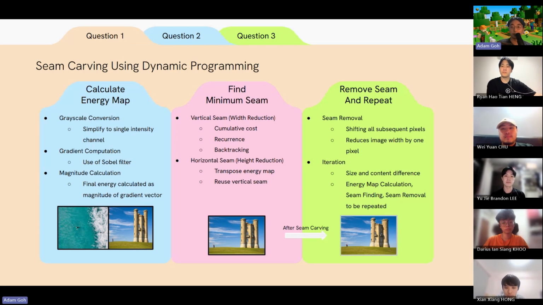So the first step is to calculate the energy map, which tells us the importance of each pixel. We start by converting the image to grayscale, so we only work with a single intensity channel. Next, we compute the image gradients with the Sobel operation in both the X and Y direction. These gradients highlight edges and areas with strong textures.